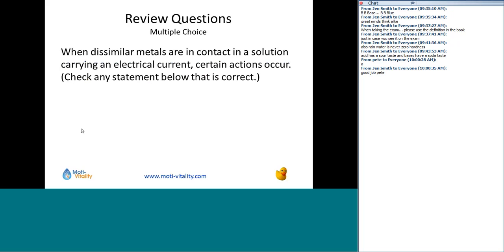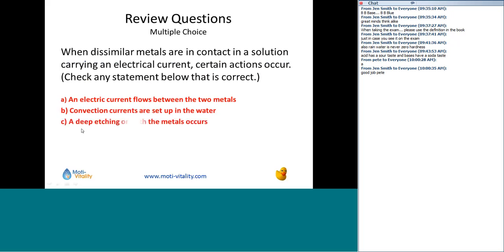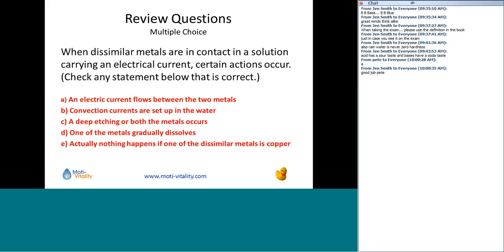When dissimilar metals are in contact in a solution carrying an electrical current, certain actions occur. Check any statement below that is correct. An electrical current flows between the two metals. Convection currents are set up in the water. A deep etching of both metals occurs. One of the metals gradually dissolves. Actually, nothing happens if one of the dissimilar metals is copper. What do you guys think? Which ones happen? Which ones are correct?